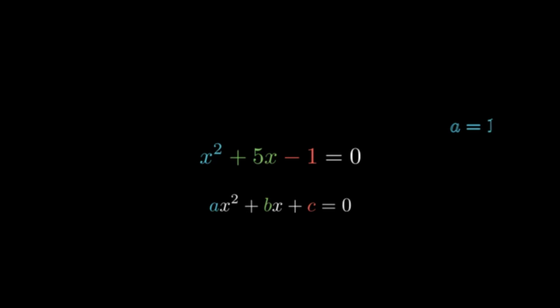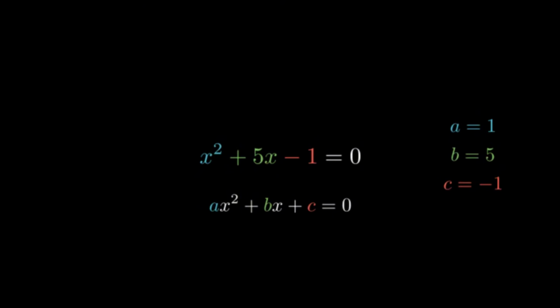For the term x squared, the coefficient a is 1 because the term is simply x squared with no other number multiplying it. When no number is written, we understand that the coefficient is 1. For the middle term, plus 5x, the coefficient b is 5. This is directly visible in our equation. And for the constant term, minus 1, the coefficient c is negative 1. Notice how the sign is included as part of the coefficient.